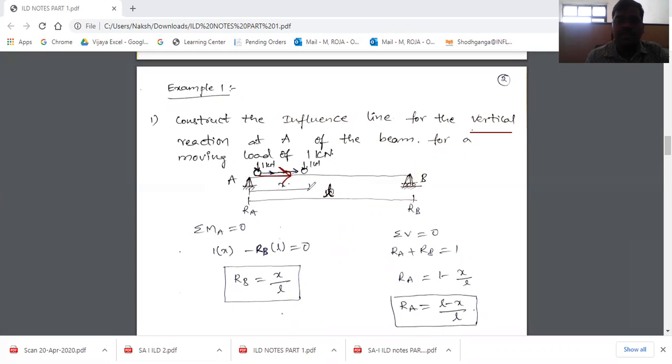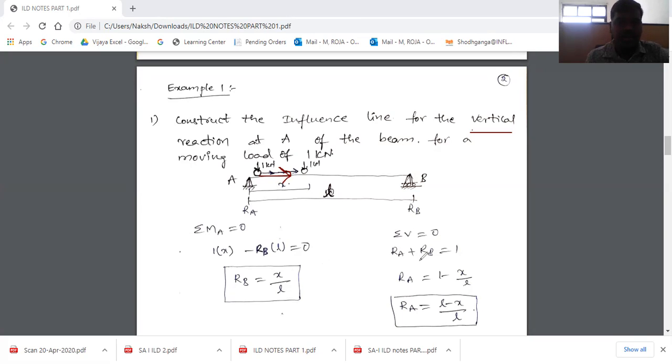So it moves at a distance x, and this is the simply supported beam, and these are the reactions RA and RB. Summation of MA is equal to 0 if a 1 kilonewton load is acting at A and it is moving along the beam until B. So suppose we stop the load here at some distance x, and we find the reactions RA and RB.